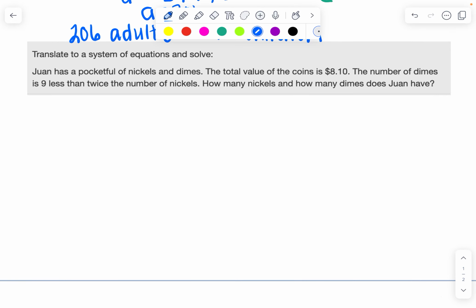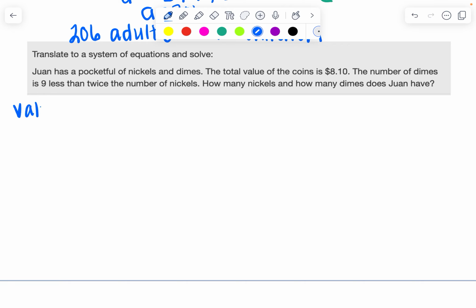All right, one more. Juan has a pocket full of nickels and dimes. The total value of the coins is $8.10. The total number of dimes is 9 less than twice the number of nickels. How many nickels and how many dimes does Juan have?